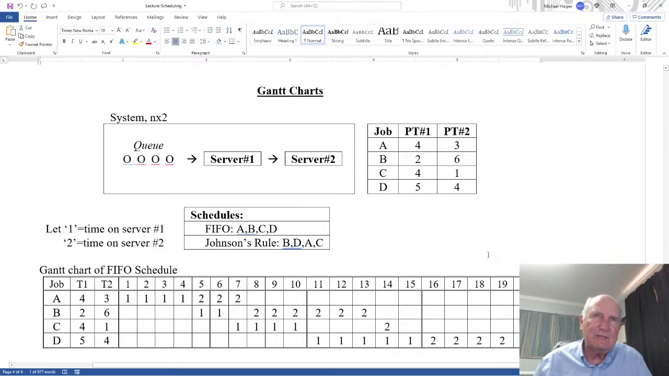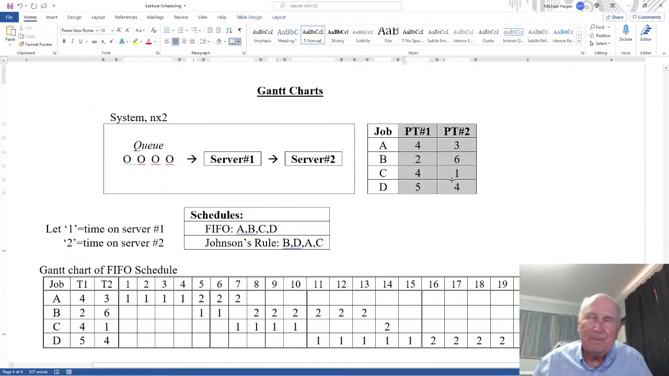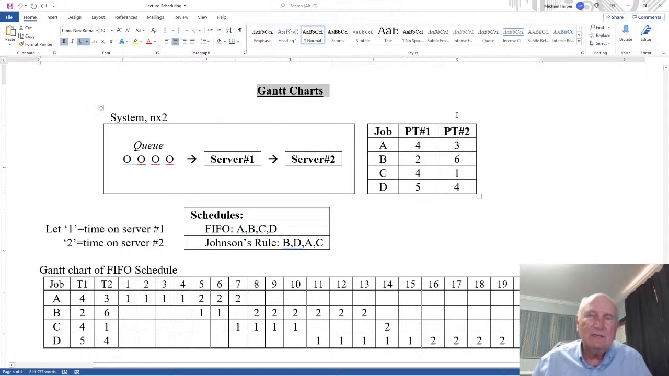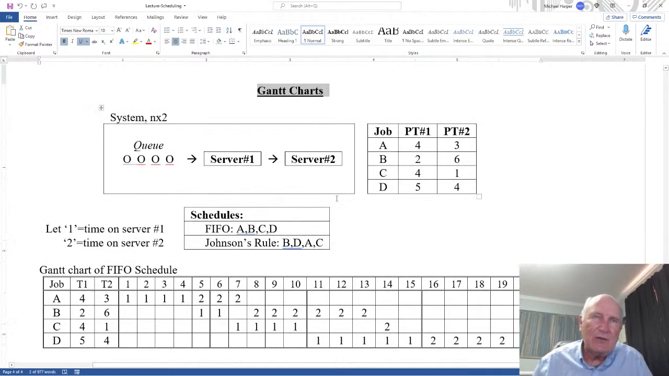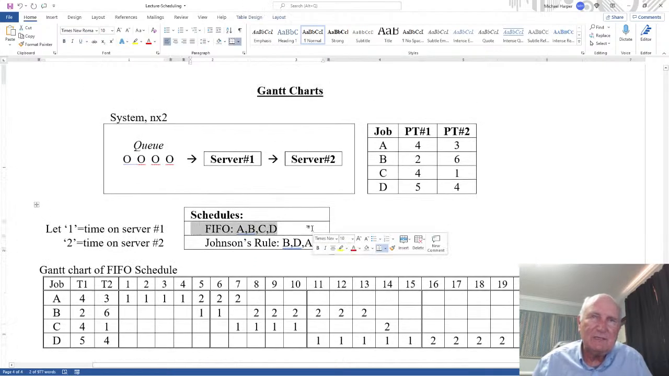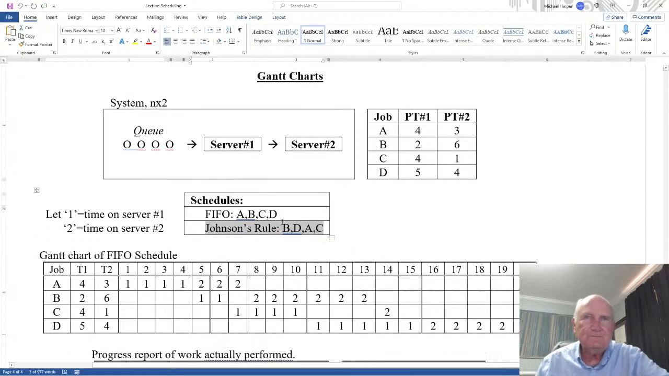Let's look at an n/2 system. So here's my n/2 system, and here's my processing times over here. All a Gantt chart is, is a linear representation graph of a schedule. So let me Gantt out or graph 2 schedules, a FIFO schedule ABCD and the Johnson rule schedule BDAC. Let me show you how the Gantt chart works.